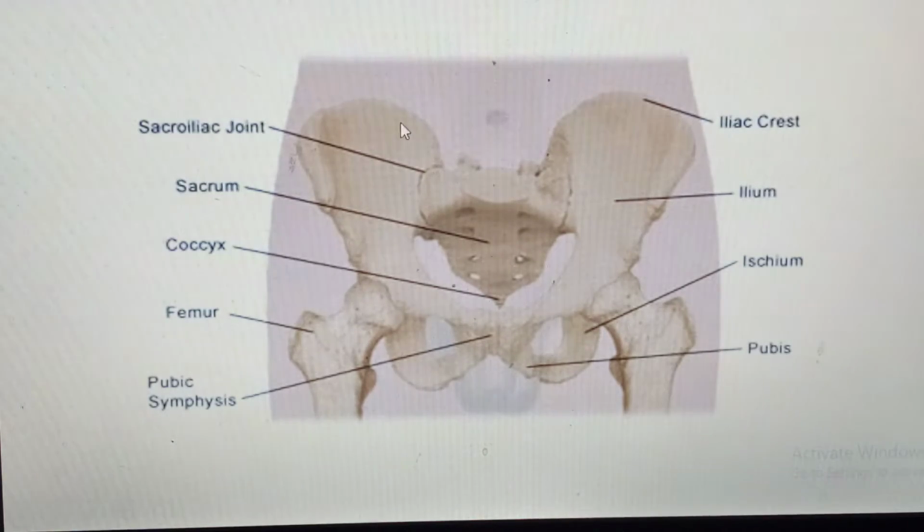If you take the os coxae, although I'll go through the various details, we have the superior portion, being the ilium, and of course we have two inferior bones.